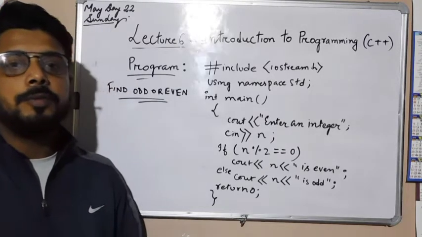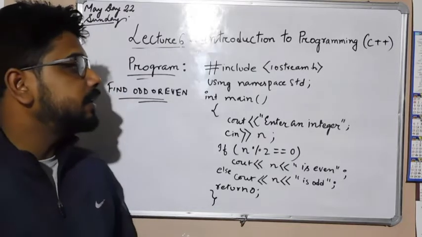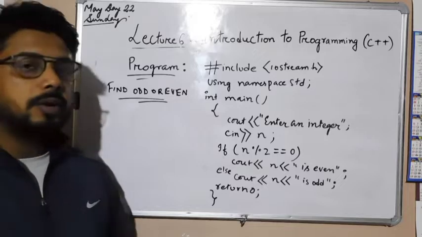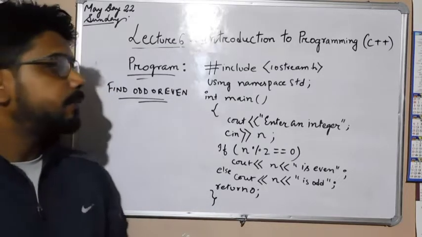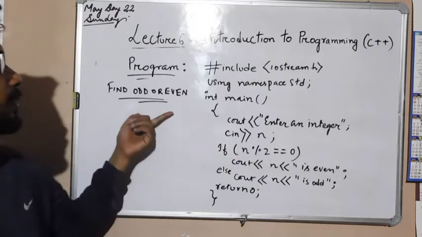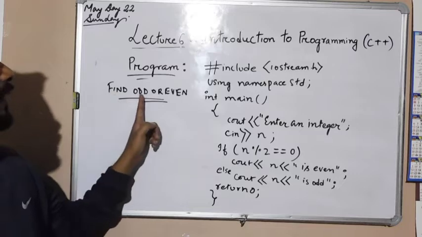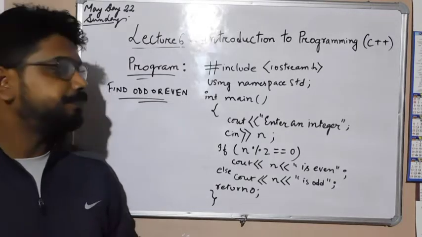I hope you have gone through my previous videos in which I had explained the structure of a C++ program. Today we shall be learning a bit more about the structure of a C++ program by using this simple example. This program is about finding whether a number is odd or even. A very simple basic C++ program.